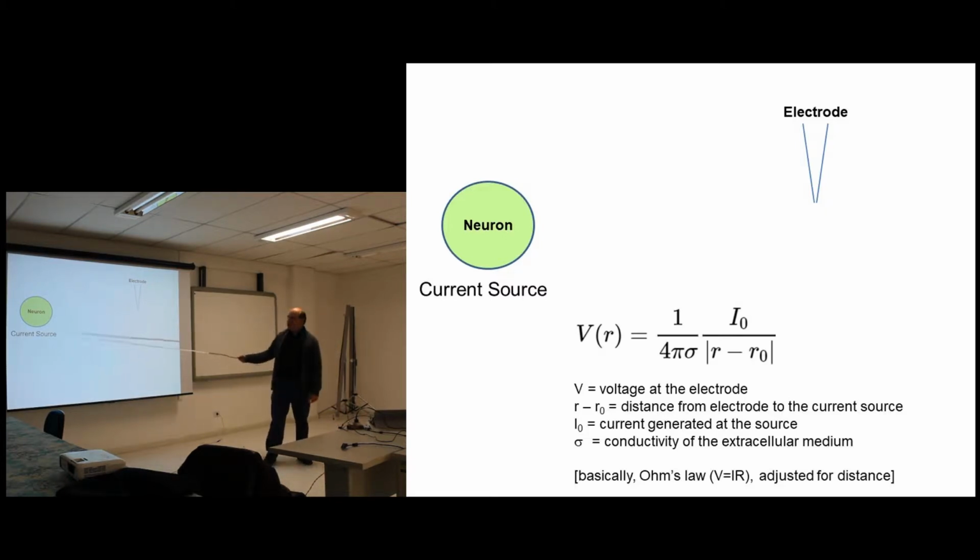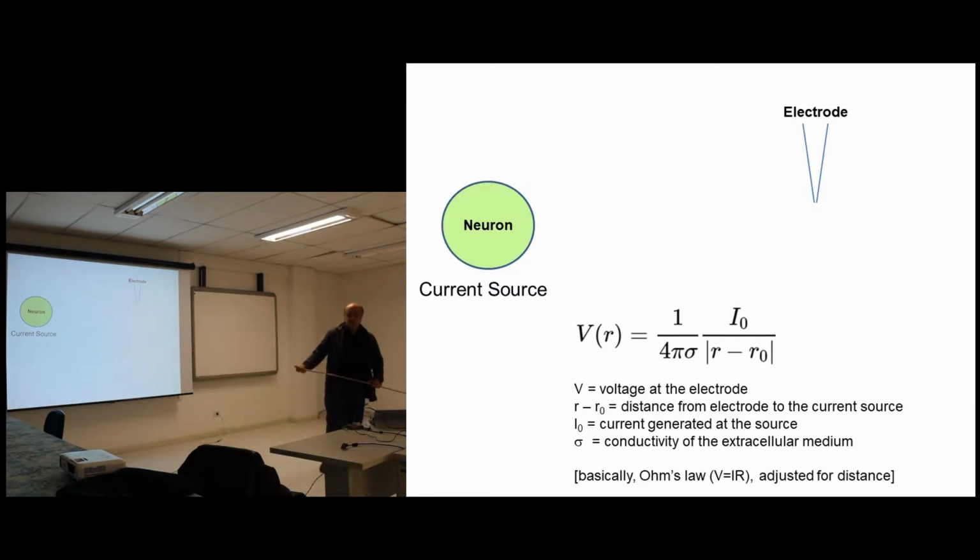But for this example, let's imagine we have one neuron, and there's a whole bunch of extracellular fluid, cerebrospinal fluid, and we have an electrode over here. So this neuron generates a current because it either fires an action potential or has a synaptic potential. And we have an electrode here that's going to pick up a voltage as a result of that current. Well, if we're going to have a current source and an electrode that picks up a voltage, what is the voltage going to be?